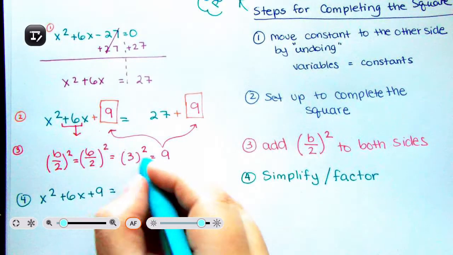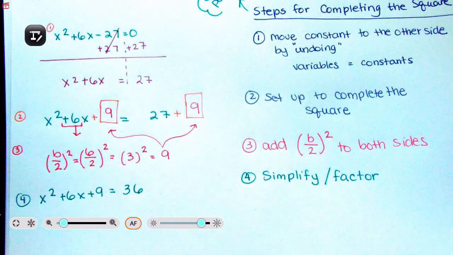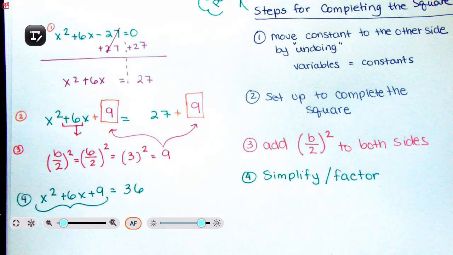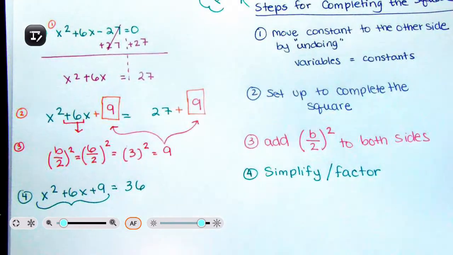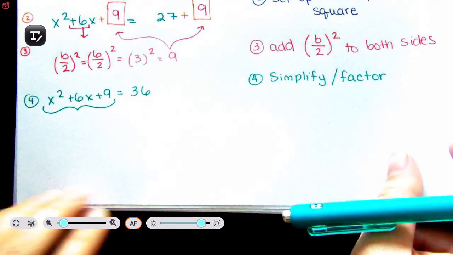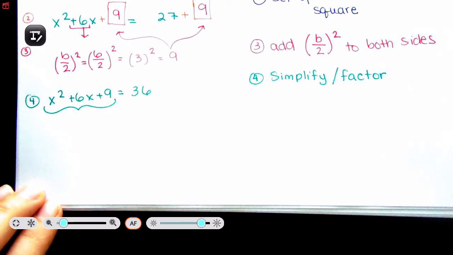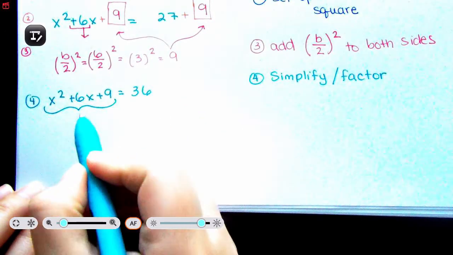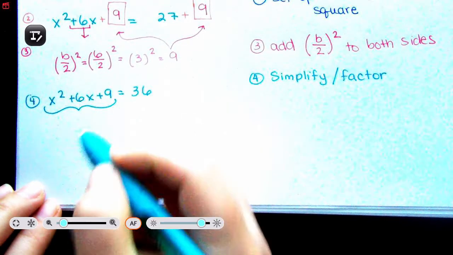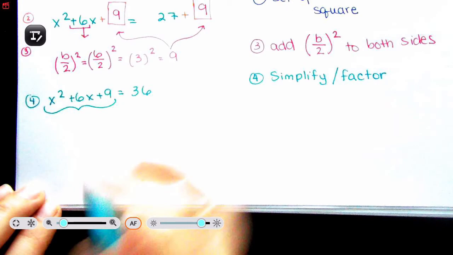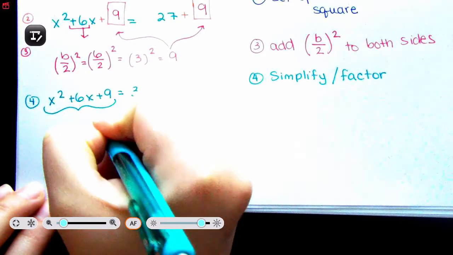That is, in fact, 36. That's me simplifying. Now I'm going to factor. 36, we're leaving alone. We're factoring only our left-hand side. Let me move this over so I can shift this up. There we go. So we're going to factor this side. If you have done completing the square properly, this will always, always, always, always, always be a perfect square.